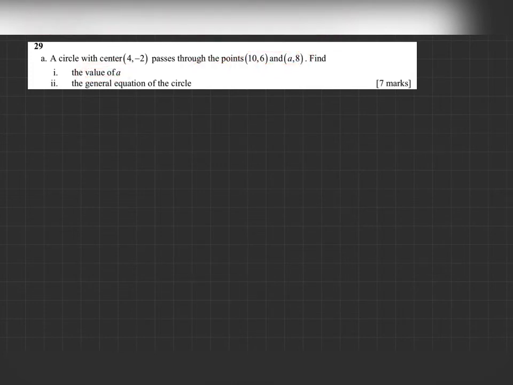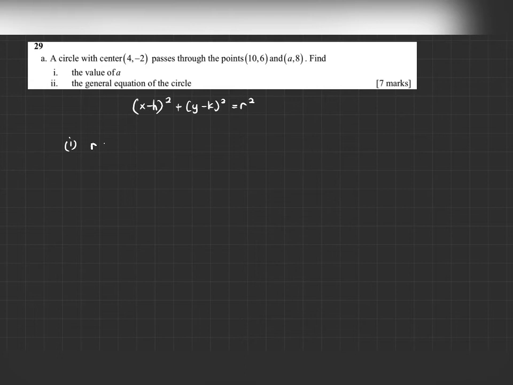Okay, so macam mana nak dapatkan A? So kalau circle passing through this point, kita boleh dapatkan the value of R. And using that R itself, kita akan dapatkan value of A tersebut. Okay, so let's start. Untuk part A, kita cari dahulu R tu dekat mana. So using the formula of X minus H square plus Y minus K square equals to R square. So using this formula, kita akan dapatkan value of R dahululah.